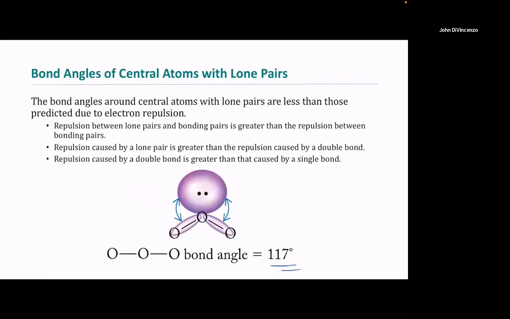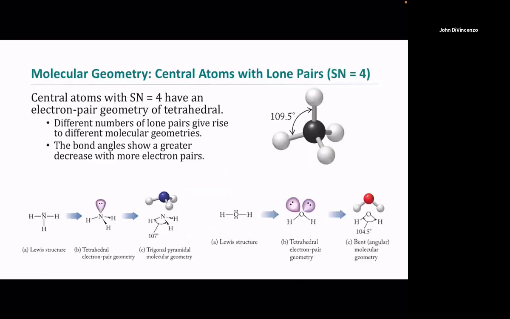So the biggest repulsion would be 2 lone pairs repelling each other. The next would be a lone pair and a bonded pair, and the least repulsion would be 2 bonded pairs next to each other. Okay, and you'll see that with angles. You'll see the angle get smaller and smaller as you get more lone pairs.